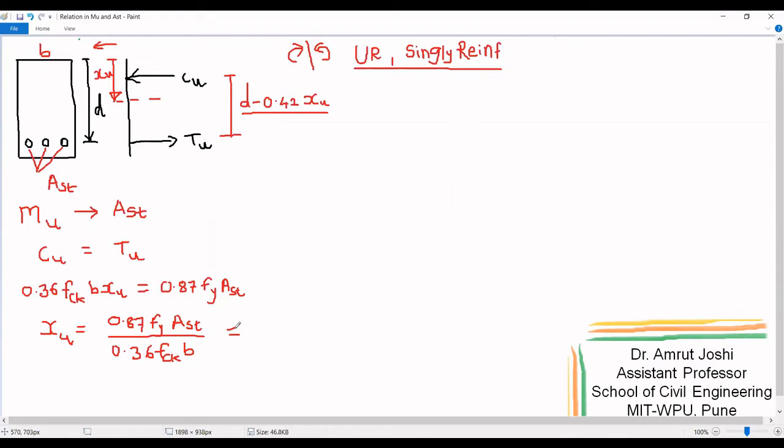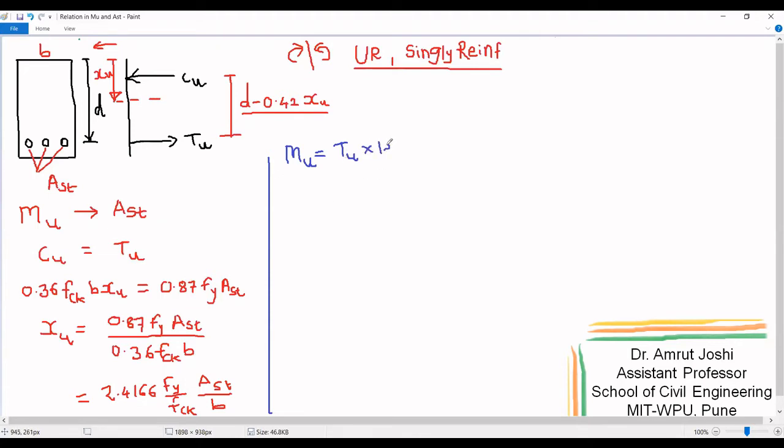This works out to be equal to 2.4166 fy upon fck into AST by b. Now, let us write down the expression for moment of resistance of a section. Moment of resistance of a section Mu can be written as Tu or Cu, but in this case, as we have to evaluate AST, we will write it as Tu into lever arm.